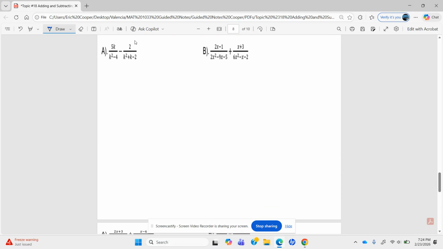Let's show you some examples. So here we want to end up subtracting these. These are not common denominators, so we're going to need to make common denominators to do this.